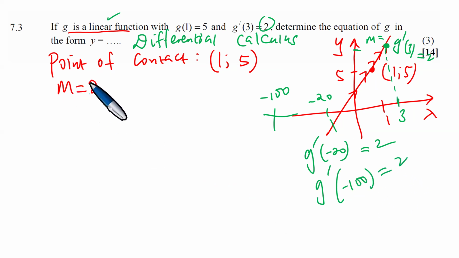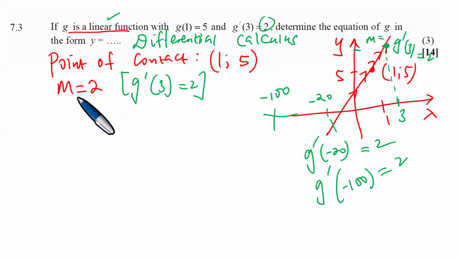Obviously, the fact that the examiner is saying g prime at 3 equals 2 is telling us that the slope is 2. Remember, it's a linear function, so it doesn't matter the x value. The slope is the same at any point. But the examiner is telling us that it is at x equals 3 that the slope was calculated.